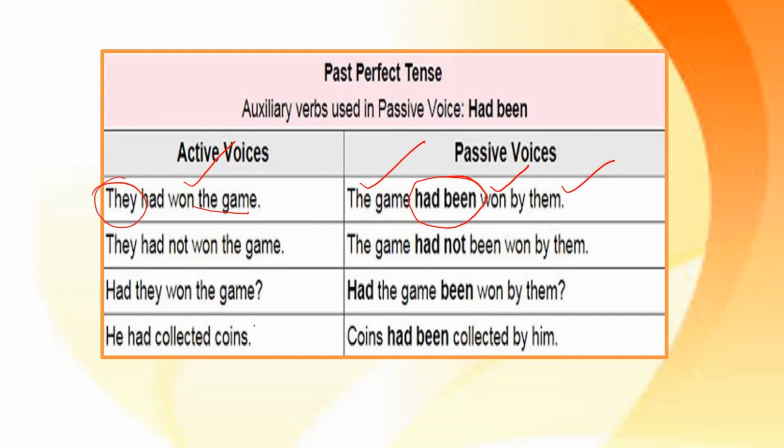Then see another example. He had collected the coins. Coins had been collected by them. Had been is the helping verb and collected is the past participle form of the verb collect.